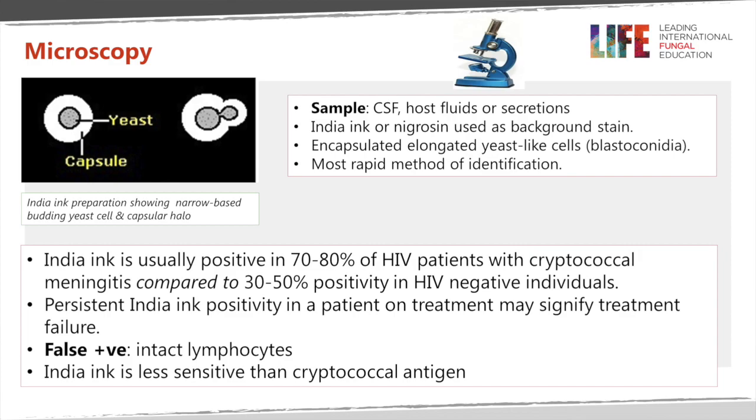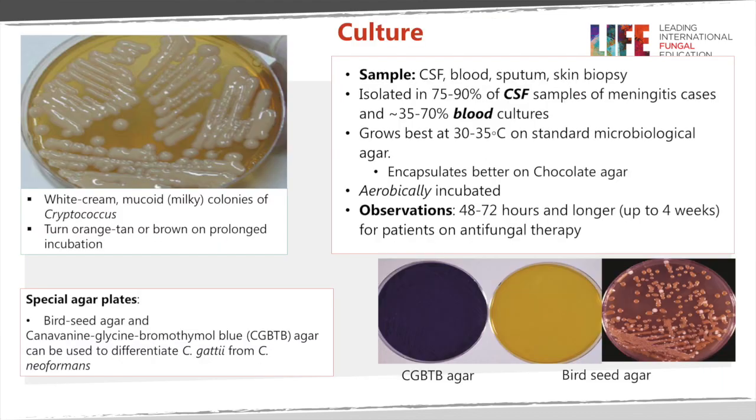So a persistent India ink positivity showing the presence of the organism in a patient on treatment, and we do have some effective drugs for treating this disease, may signify treatment failure. There can be some false positives, and so it takes a bit of experience looking at CSF samples for this organism. For example, intact lymphocytes can give the same morphology to a certain extent as cryptococcal cells. And as you might expect, microscopy is less sensitive than doing the antigen test.